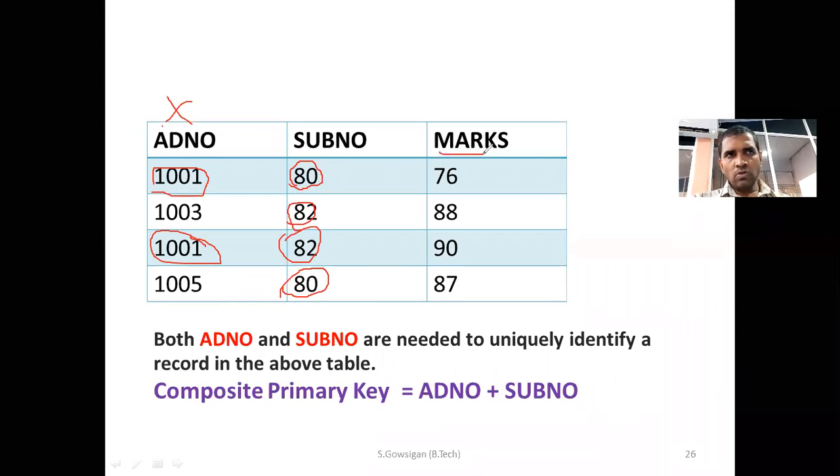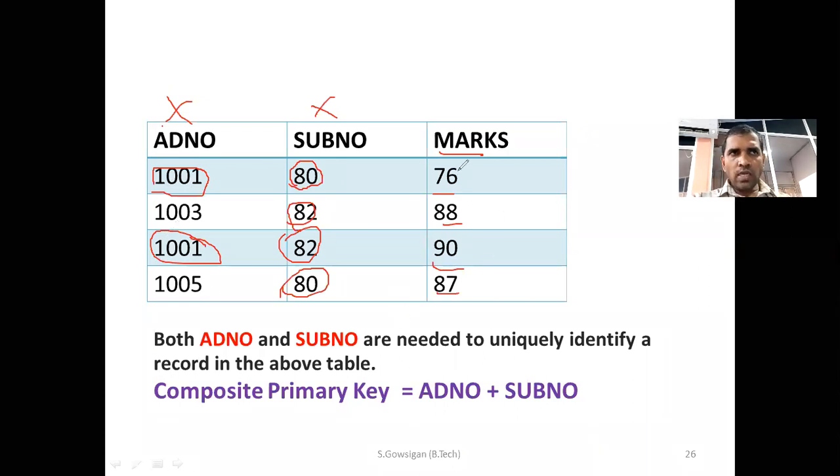So look at the marks, go to the marks. So subject number can't be. Look at the marks. 76, 88, 90, 87. Now, this seems to be unique. Of course, this has unique data, but you have to understand one thing very clearly. As I mentioned so many times earlier, this table has many records. There may be hundreds, even thousands. But here we have only sample records, 4 records. It doesn't mean that this table has only 4 records.